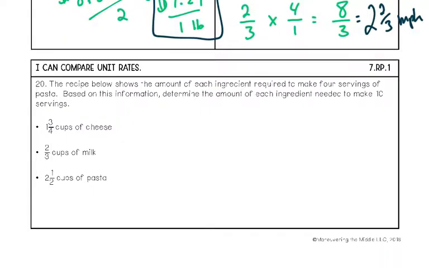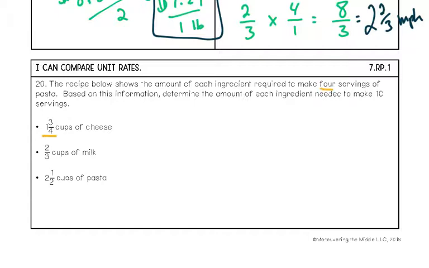And then let's look at the very last question. We can compute unit rates and then compare the unit rates. So number 20 says the recipe below shows the amount of each ingredient required to make 4 servings of pasta. Based on this information, determine the amount of each ingredient needed to make 10 servings. So let's look at this problem closely. It says that this 1 3/4 cups of cheese makes 4 servings.